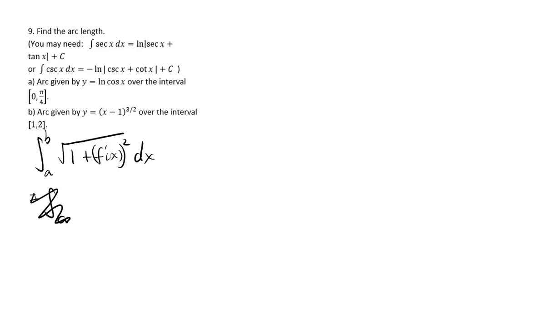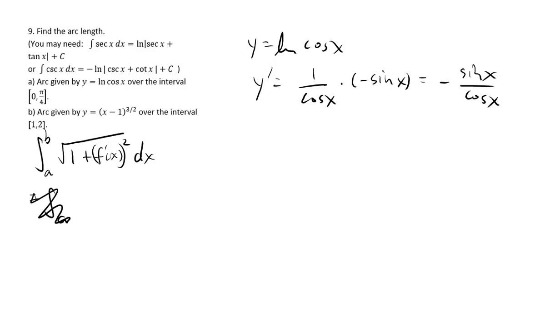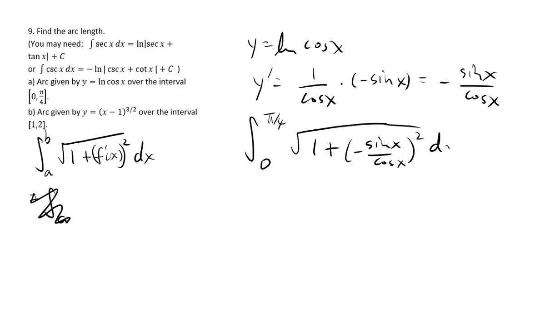So here we have y equal to ln of cosine of x. So what's that? y prime is 1 over cosine of x, and then because of the chain rule, you have to differentiate the inside function, which gives you negative sine of x, which gives you negative sine x over cosine x. And then since this is the derivative, that goes in here. Your interval is from 0 to pi over 4. You have square root of 1 plus negative sine x over cosine x squared dx.